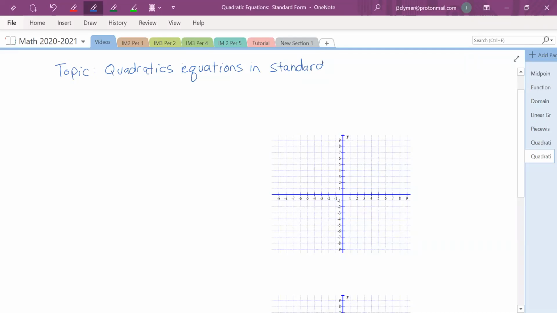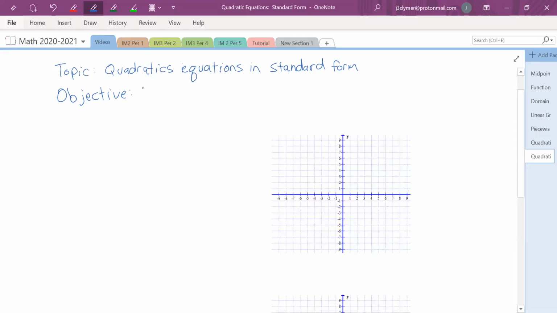All right, so what is this standard form? What is that all about? That's what we're going to take a look at. So what is our objective? What is it that we're trying to accomplish by this video? What should we be able to do by the time the video is over? Very simply, we're just going to graph the quadratic equations in standard form.